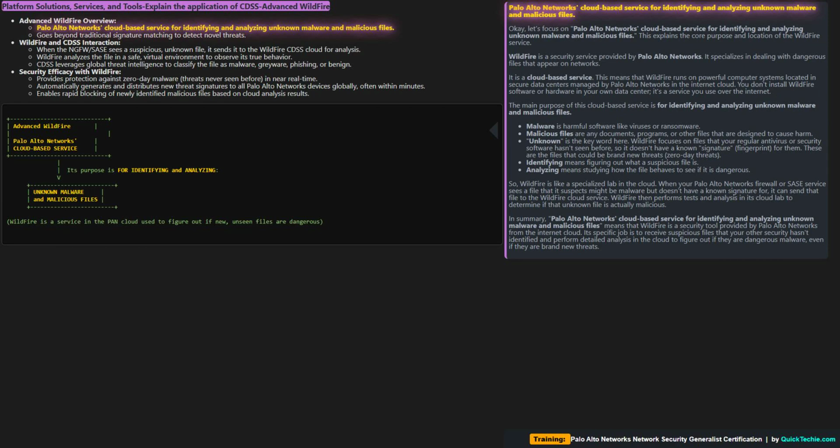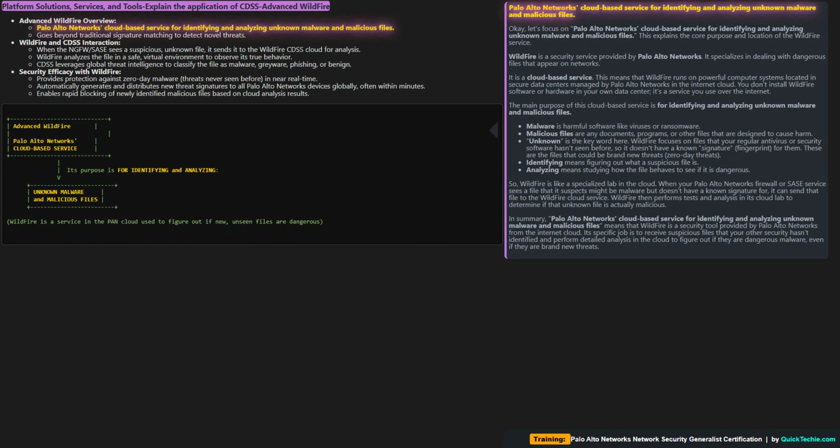Palo Alto Networks' cloud-based service for identifying and analyzing unknown malware and malicious files. Okay, let's focus on Palo Alto Networks' cloud-based service for identifying and analyzing unknown malware and malicious files. This explains the core purpose and location of the WildFire service. WildFire is a security service provided by Palo Alto Networks. It specializes in dealing with dangerous files that appear on networks. It is a cloud-based service.